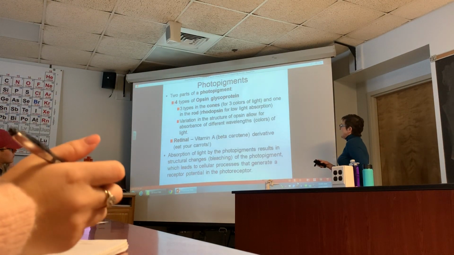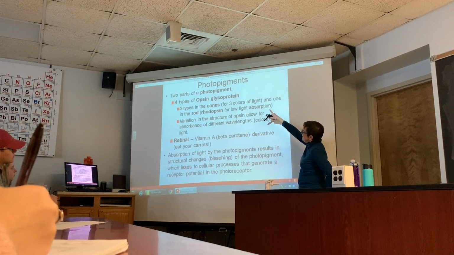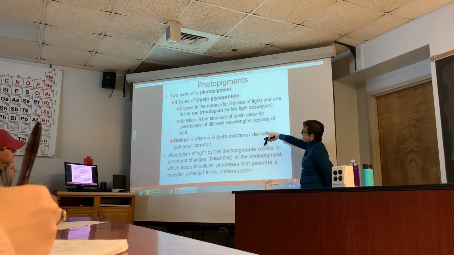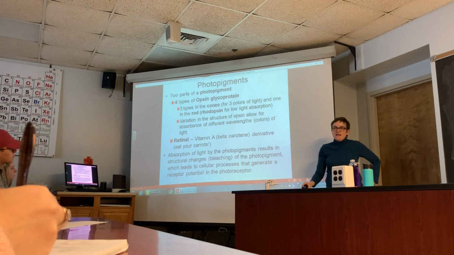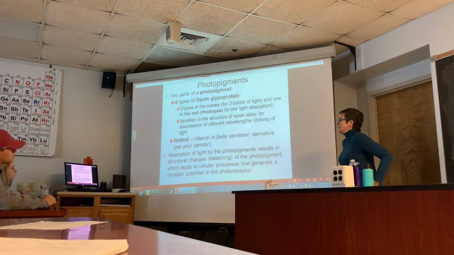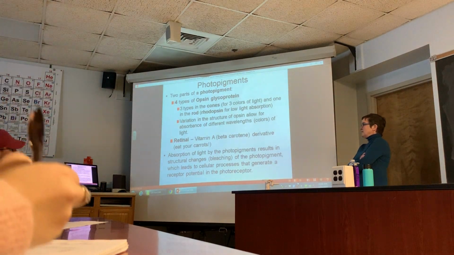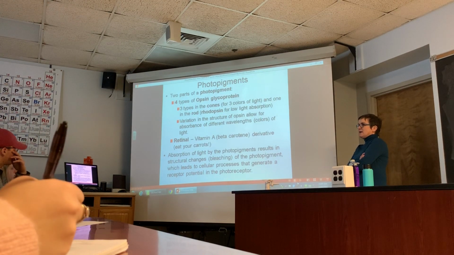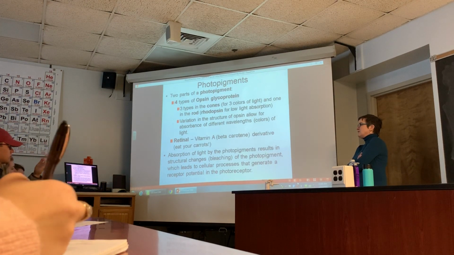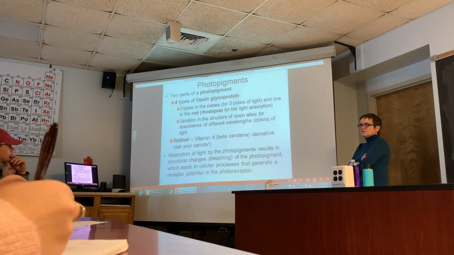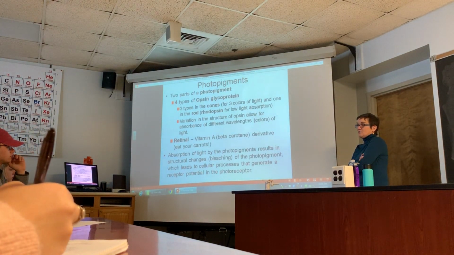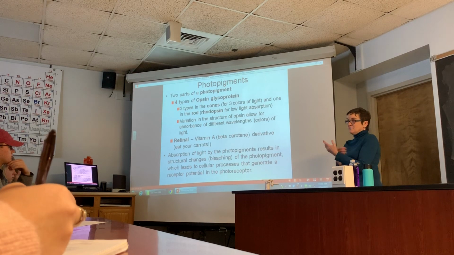There's also in this photopigment retinol. Retinol is a vitamin A derivative. It's made, in other words, from vitamin A, which is also called beta carotene. And so you get this from eating leafy green vegetables and eating anything orange, like carrots and pumpkin and things like that.